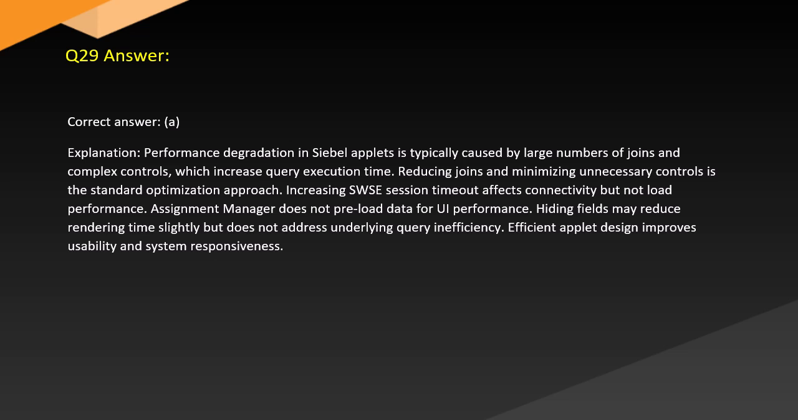Answer. Correct answer: A. Explanation. Performance degradation in Siebel applets is typically caused by large numbers of joins and complex controls, which increase query execution time. Reducing joins and minimizing unnecessary controls is the standard optimization approach. Increasing SOM timeout affects connectivity but not load performance. Assignment Manager does not preload data for UI performance. Hiding fields may reduce rendering slightly but does not address underlying query inefficiency. Efficient applet design improves usability and system responsiveness.